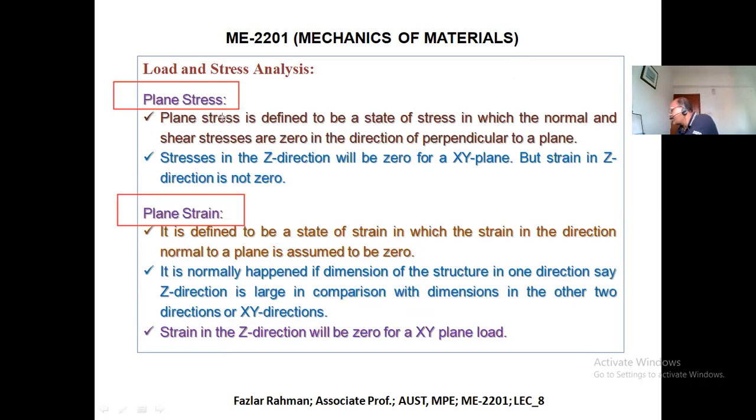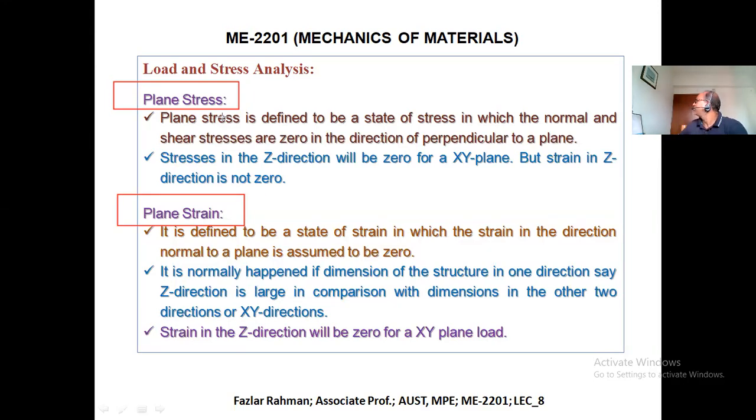What is plane stress? Plane stress means, say you have a plate along the x-axis and y-axis, the horizontal plane, right? And the vertical is the z-axis. If I pull in the x-axis and y-axis, but I am not applying any force in the z-axis, then we call it plane stress. If I pull along the xy plane, what will happen to the thickness? The thickness will be reduced, right? So along the z direction there will be no stress, but there will be strain.